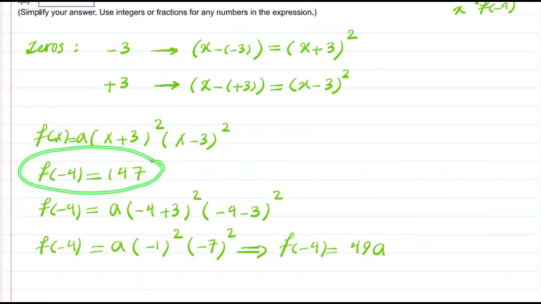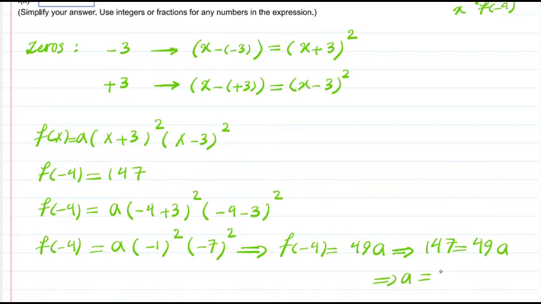We know that f of -4 is 147. So 147 is 49 times a. So we can conclude that a is 147 divided by 49, which is 3. Now we can write the equation. The equation is a, which is 3, times the square of x plus 3 times the square of x minus 3.